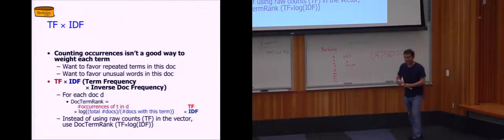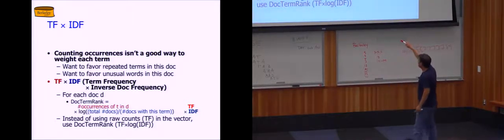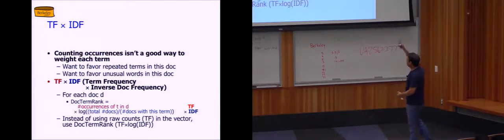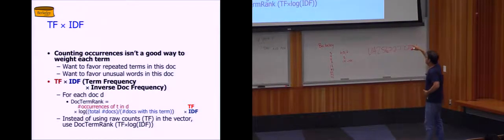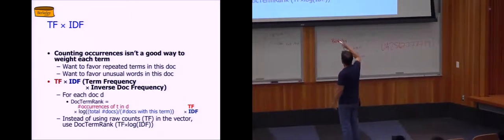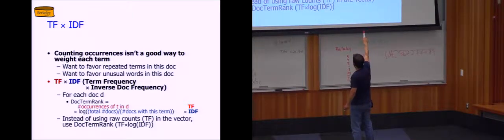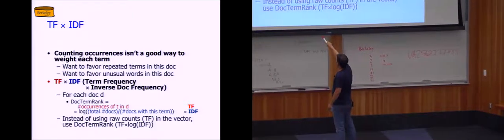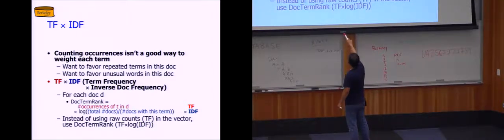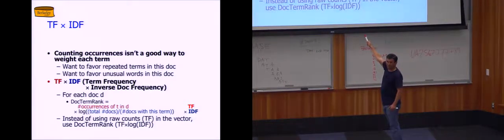I don't know. So what we're going to do for this weighting is compute TF, which is the frequency of the term in your document, times IDF, which is 1 over the frequency of the term in other documents. To get this exactly right, the rank is going to be the number of occurrences of T, that's TF, times, and we're going to take a logarithm here to keep this from growing too fast, the total number of docs divided by the number of docs with this term. So it's 1 over the fraction of docs that contain this term.